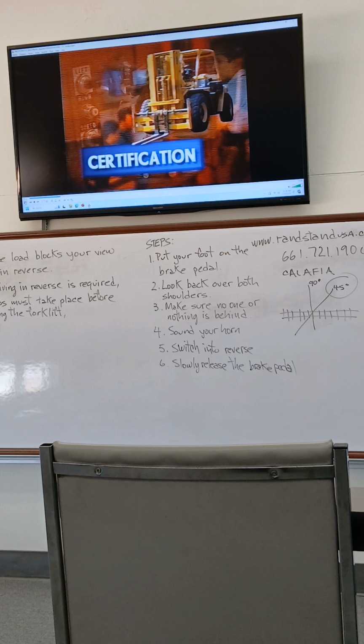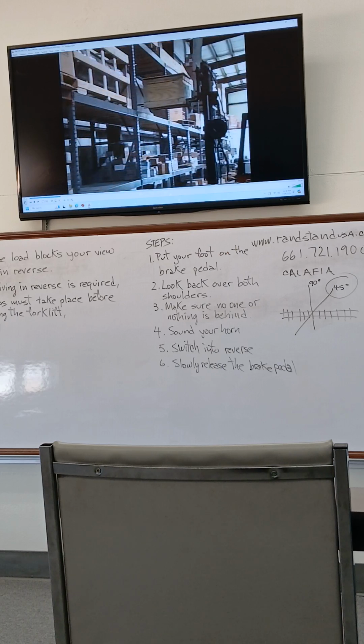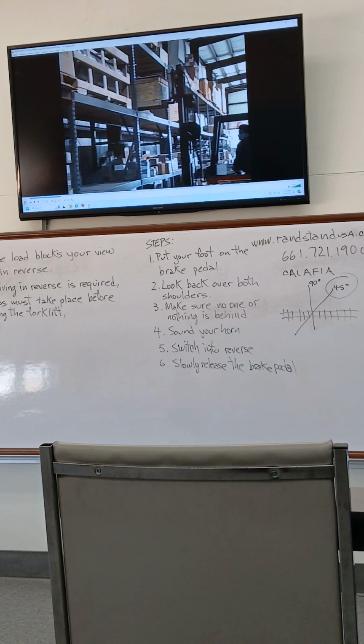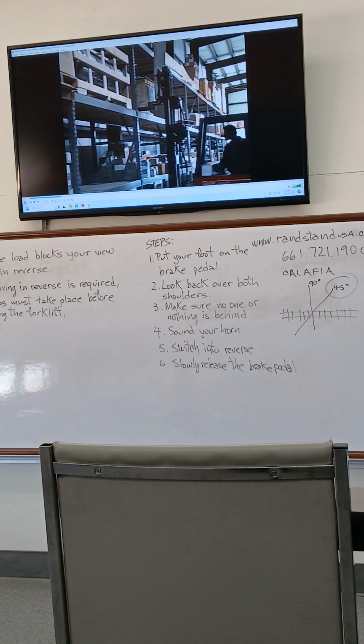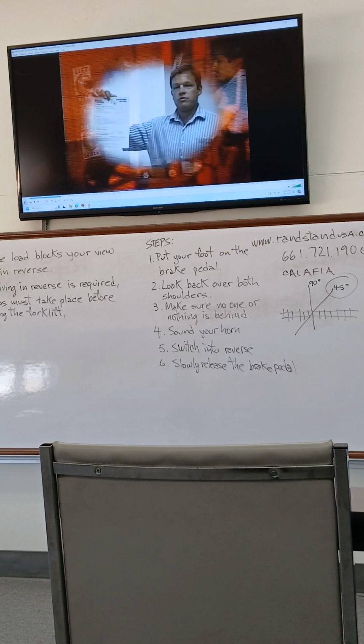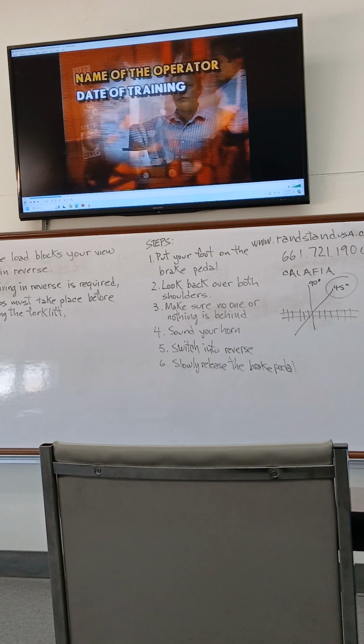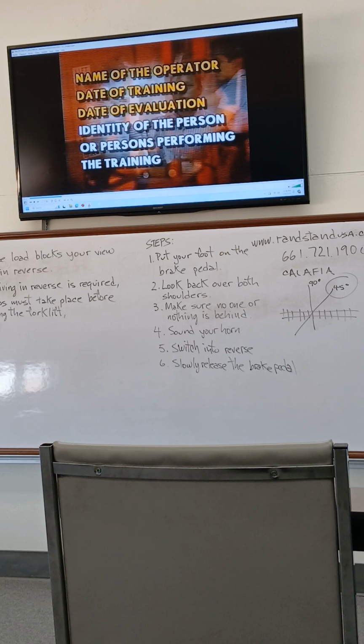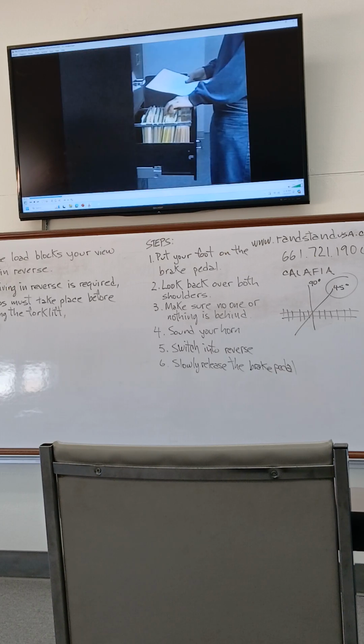Certification. Certification of training and competency must be documented for all persons who operate powered industrial equipment. This certification must contain the name of the operator, the date of training, the date of the evaluation, and the identity of the person or persons performing the training or evaluation.